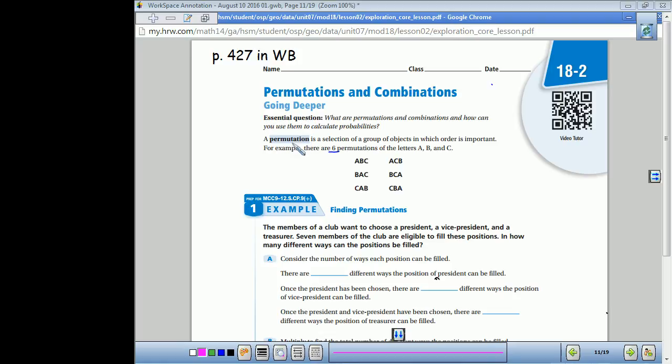The first thing it says is a permutation is a selection or group of objects in which order is important. So with a permutation, order matters. This is where order matters. Okay, so what words could we see if we're asked to do a permutation? You might see things like, how many different ways can we arrange? Or do an arrangement of objects.